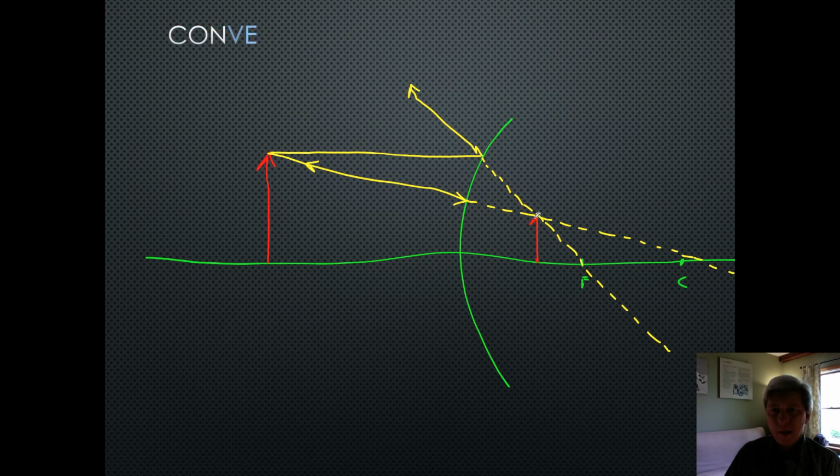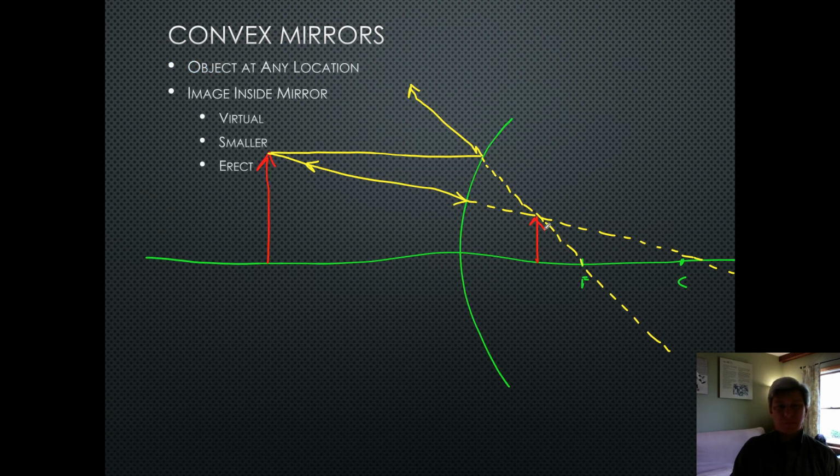Okay. So, for a convex mirror, no matter where you place the object outside of the mirror, the image is going to be inside the mirror. So therefore, it's going to be a virtual image. Notice its size. It's smaller than the object. And again, it's a virtual image and it's erect, right side up.